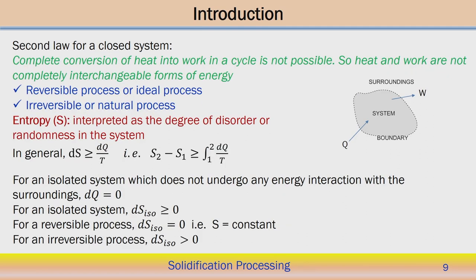Now if you look into the second law of thermodynamics for a closed system, you can see that complete conversion of heat into work in a cycle is not possible.